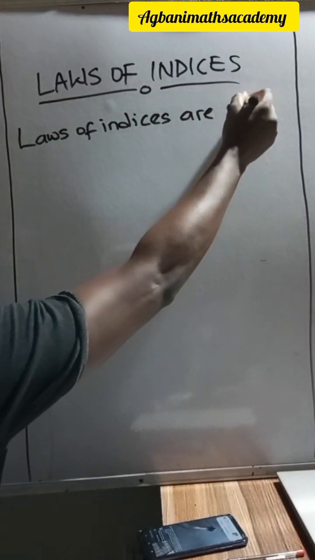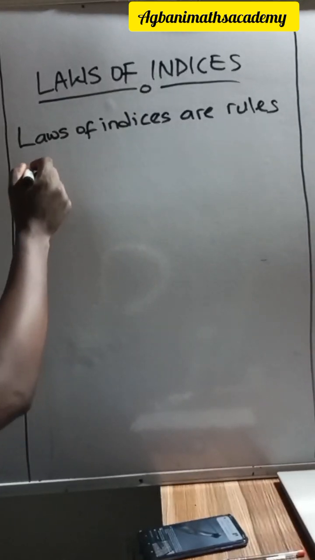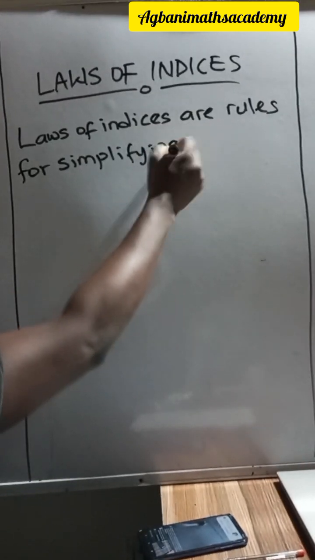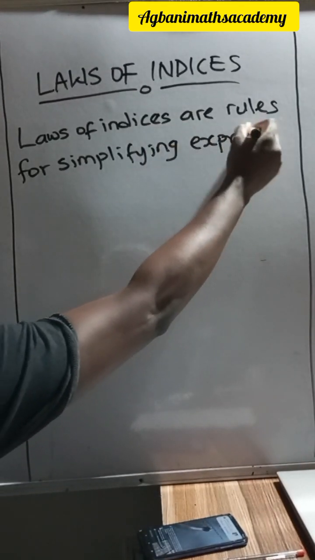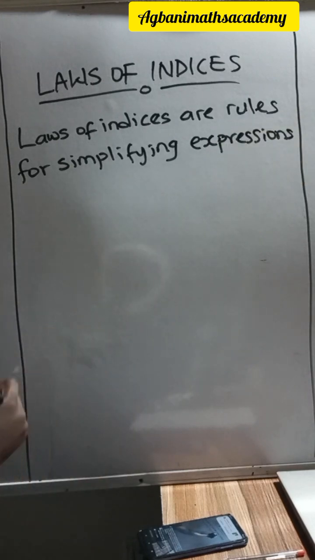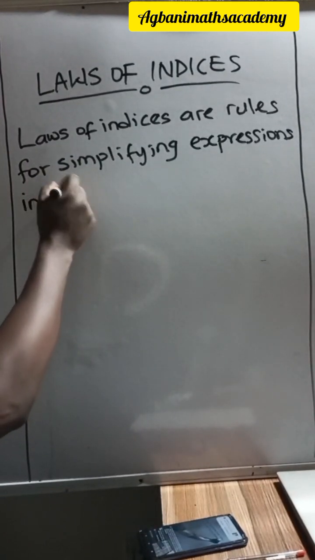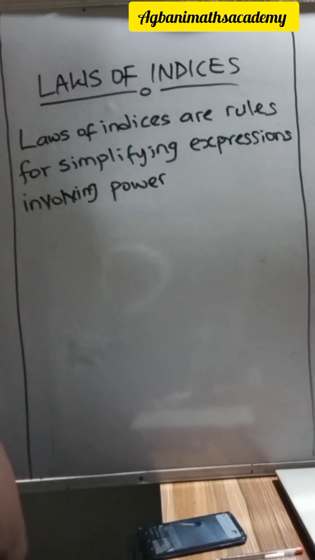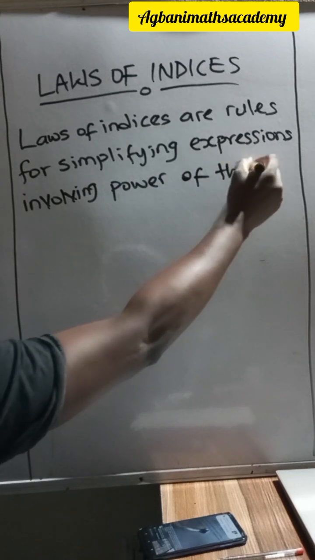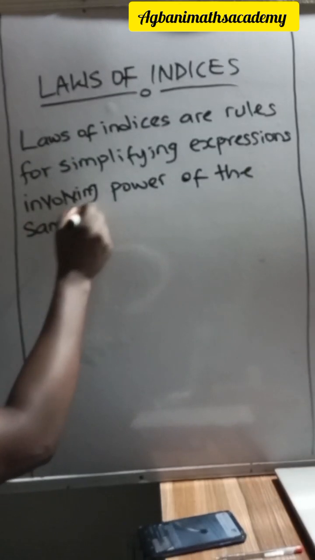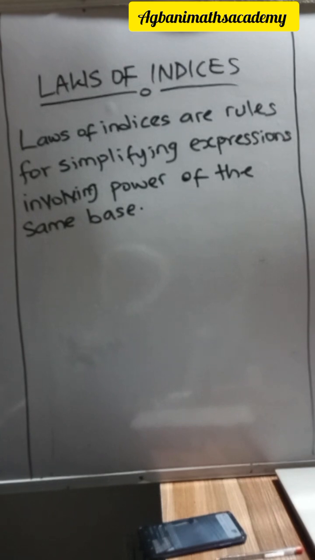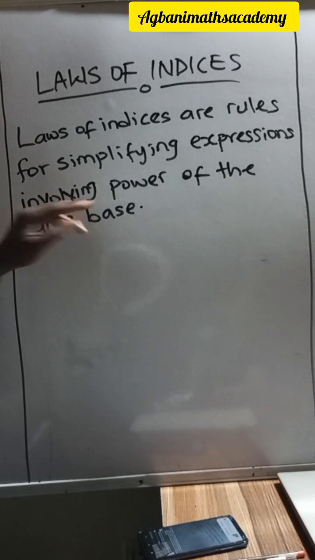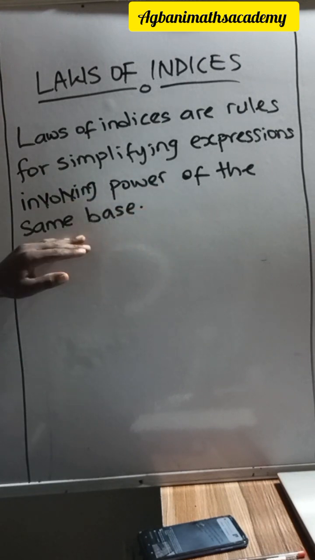are rules for simplifying expressions involving power of the same base. Okay, so the laws of indices are rules for simplifying expressions involving power of the same base.